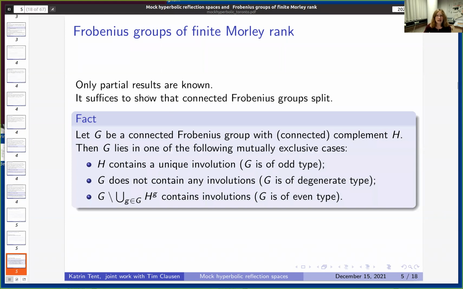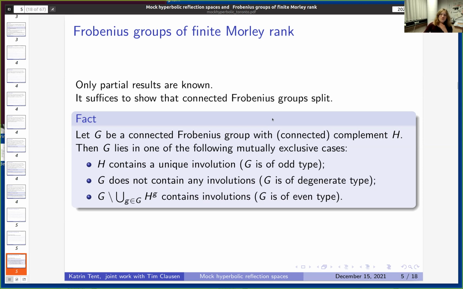What is known is that it suffices to consider connected Frobenius groups, so ones without definable subgroups of finite index. And one can also assume that the Frobenius complement H is connected because it's known that if H is a finite group, then the group splits. Also, if the group is solvable, it splits. There are some special cases that are known, but in general, not too much is known.